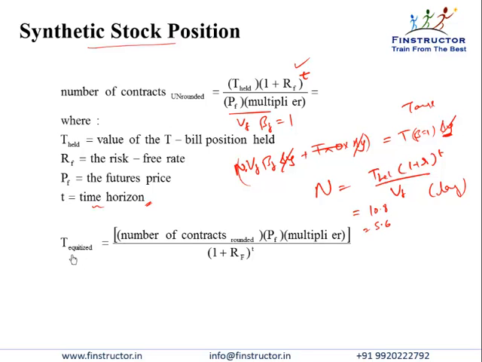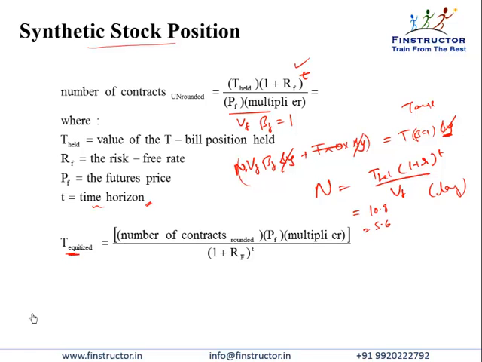So the actual T equitized can be calculated by the reverse of this formula. It will be the number of contracts rounded, that is the number of contracts that I bought, into PF into the multiplier divided by (1 plus RF) to the power T. So even though I wanted to equitize a position of T held, I may have either over equitized or under equitized, because I am allowed to purchase only a rounded number of contracts. So this will be the treasury or the amount actually equitized.